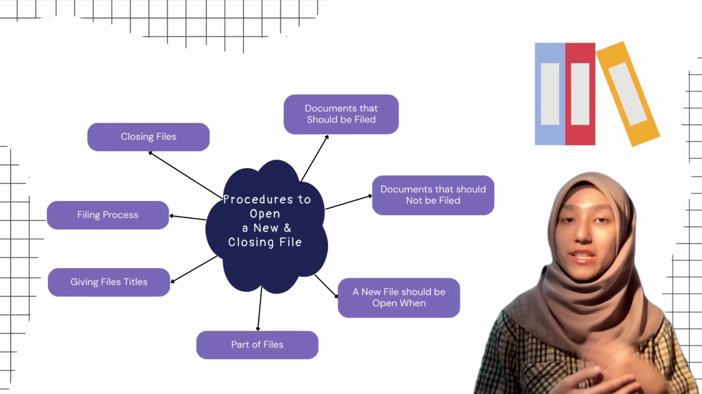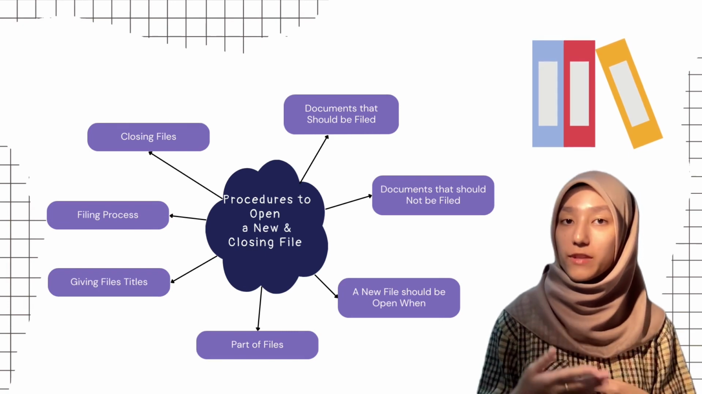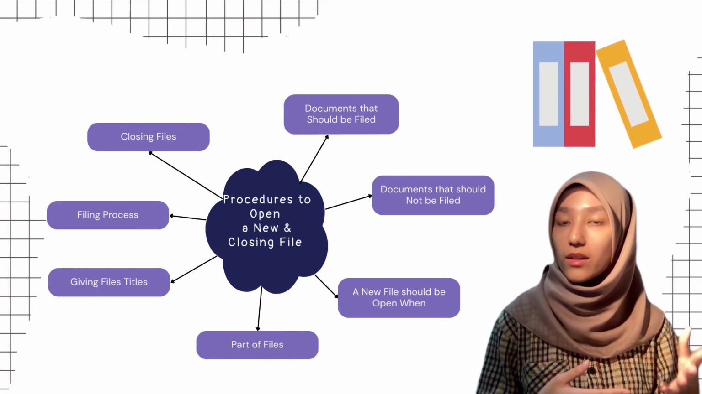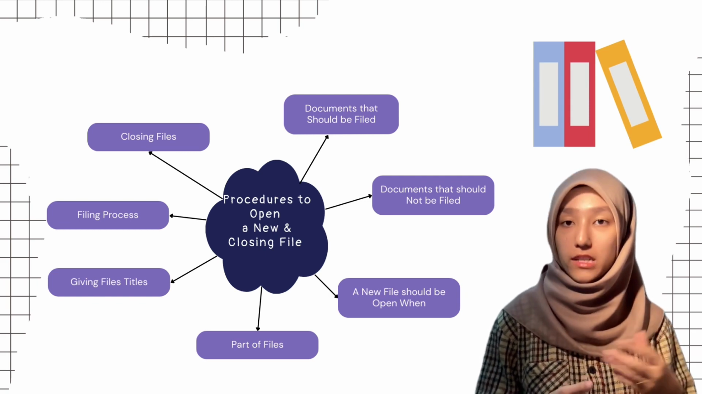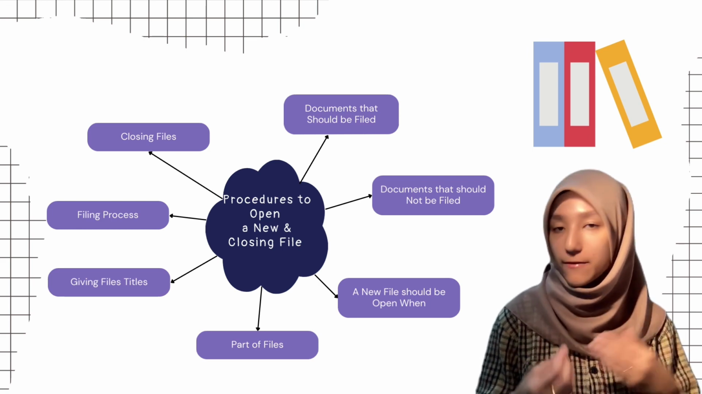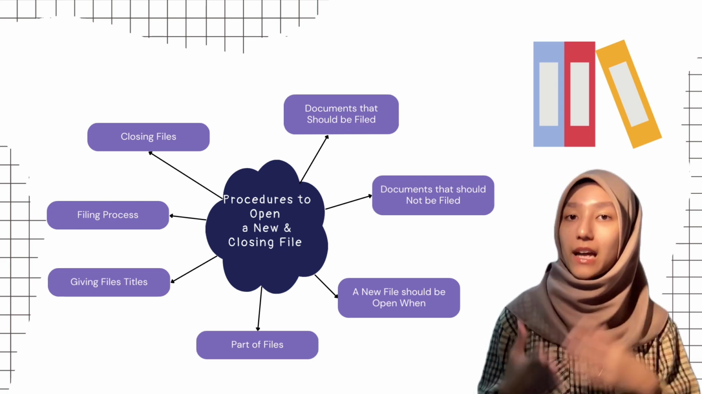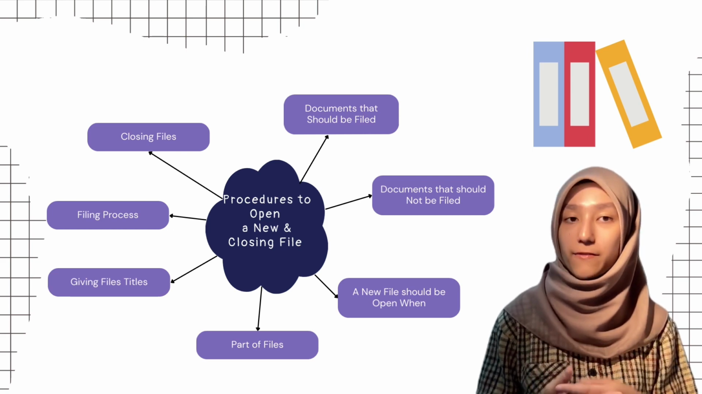Moreover, we also have procedures to open a new file and close a file. Firstly, documents that should be filed include inward correspondence in all its forms. Second, documents that should not be filed include copies of correspondence and internal documents. A new file should be opened when relevant documents need to be filed. There are three parts of files, which are part, subfile, and continuation files.